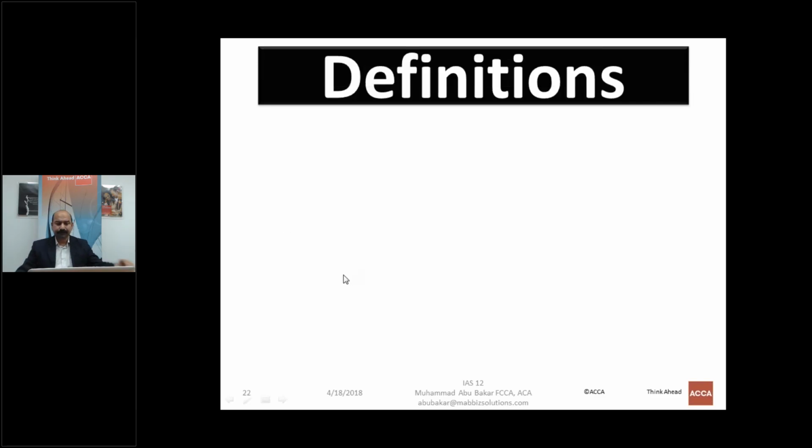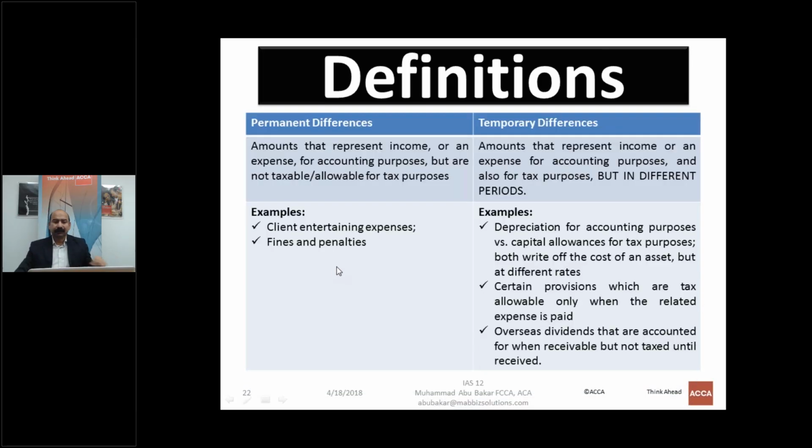For example, amounts that represent income or an expense for accounting purposes but are not taxable or allowable for tax purposes. For example, client entertaining expenses, fines and penalties in some countries. Of course, this varies from country to country, but generally speaking, if I speak about Pakistan, fines and penalties are basically permanent differences. Tax people never allow these expenses. So this is a permanent difference.